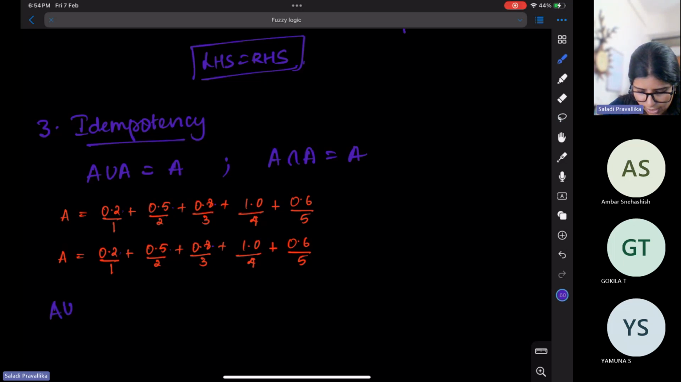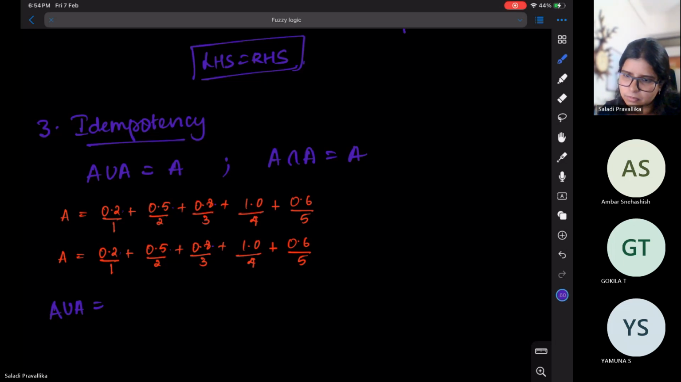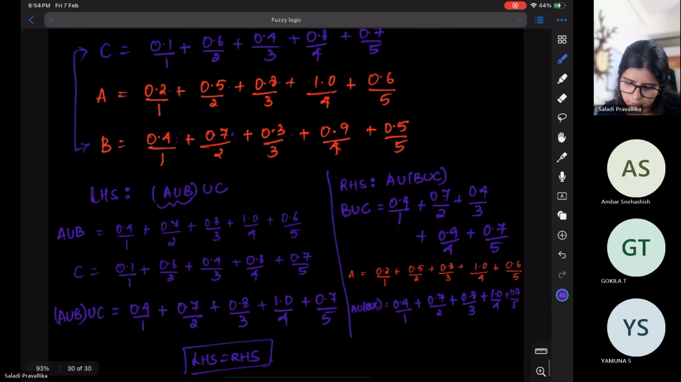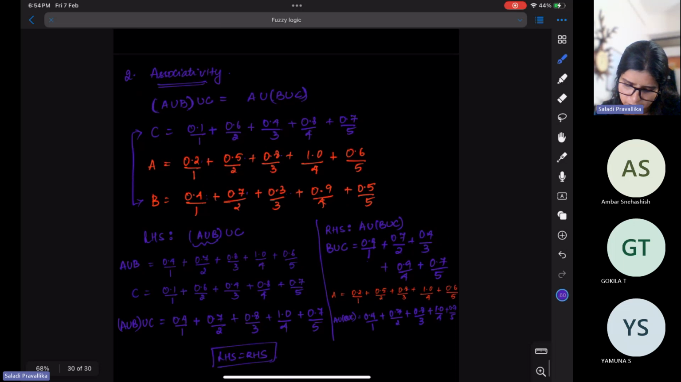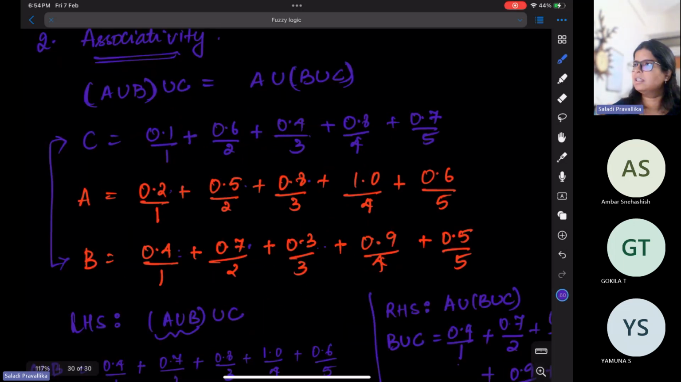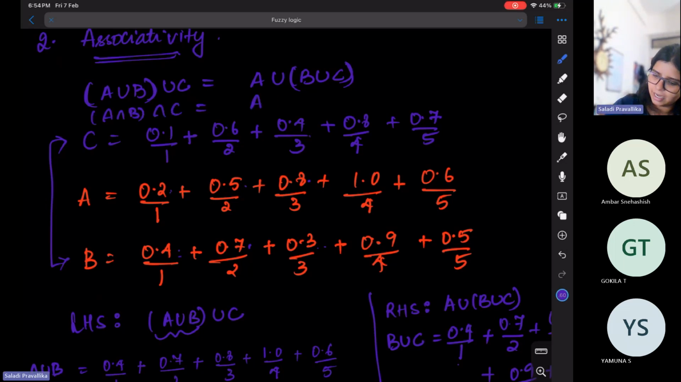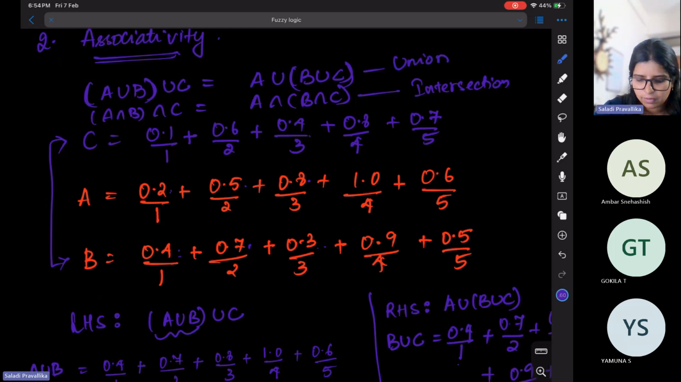Okay. So even if we write A union A, if we are to take, with respect to intersection, I'll do that as well. A intersection B intersection C is equal to A intersection B intersection C. Okay, so this is for intersection. This is for union. So even if you solve for this, it is essentially going to give you the same output. Okay, you can try it on your own.